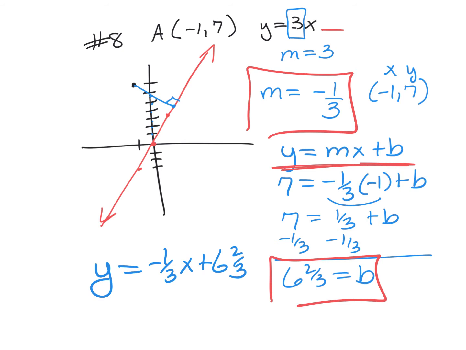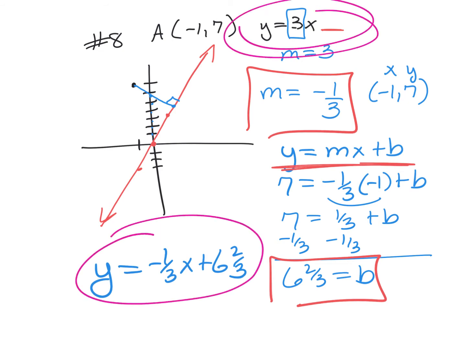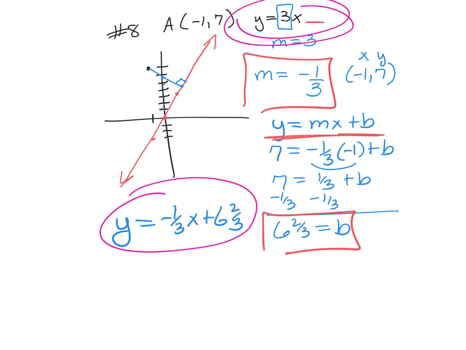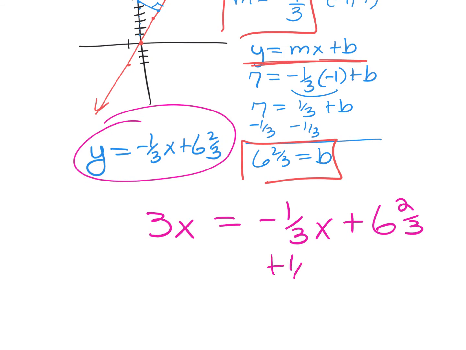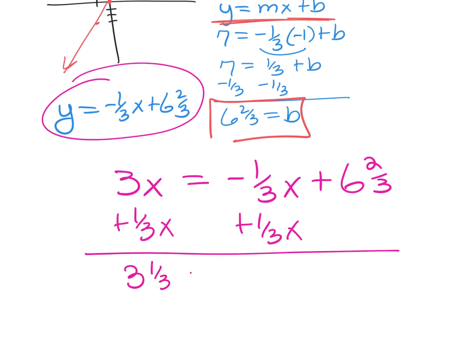So now what I need to do is take the two equations, the given one and the newly formed one. I'm going to use the method of substitution and set these two equal to each other. So I'm going to take 3x and set that equal to 1/3 x plus 6 2/3. I need to group my like terms, so I'm going to move the x over. This now gives me 3 1/3 x is equal to 6 2/3.